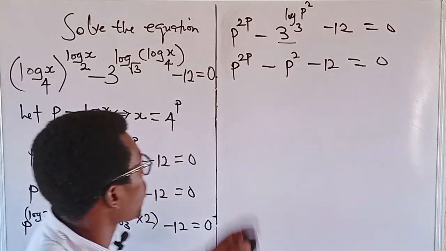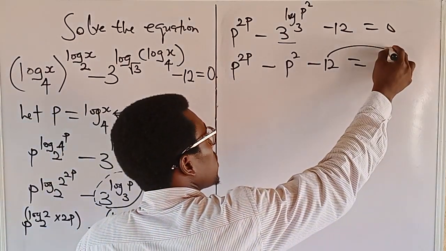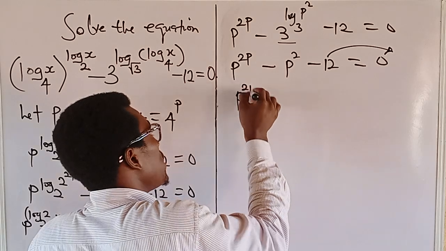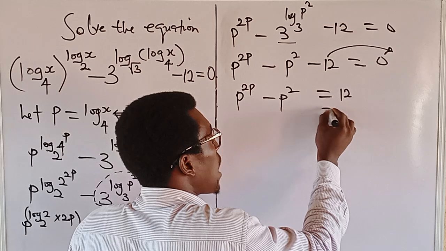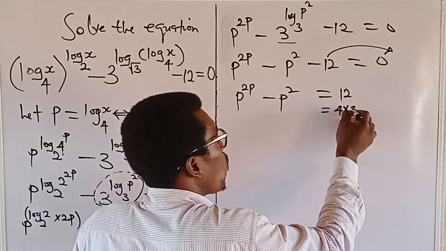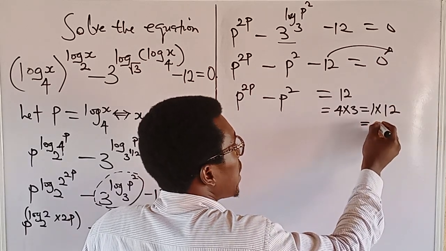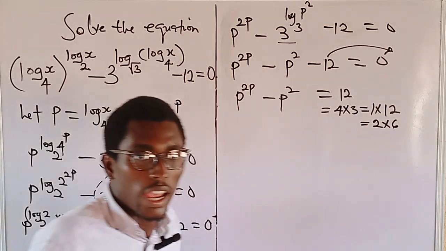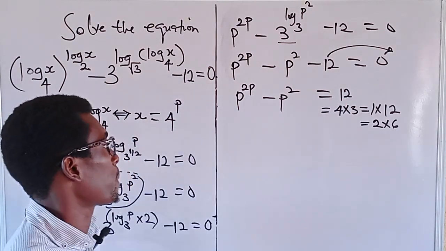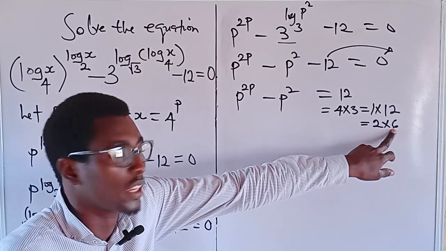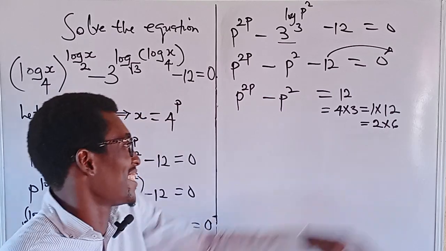All right? So let's continue the solution of this problem. Now we shall take this negative 12 to the other side of the equation. In doing so, we have p to the power 2p minus p squared equal to 12, which can be written as 4 times 3, which can also be written as 1 times 12, which can be written finally as 2 times 6. Can you see that? Now, of these 3 forms of writing 12, we shall take only one form, which is 2 times 6. Reason being that, can you tell me the reason? You shall see that, don't worry.